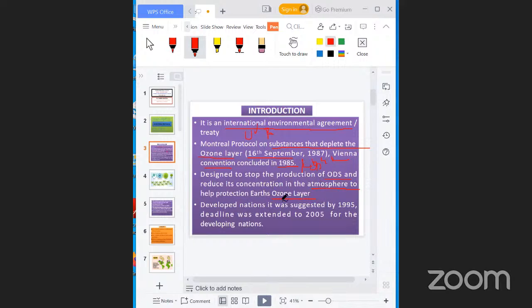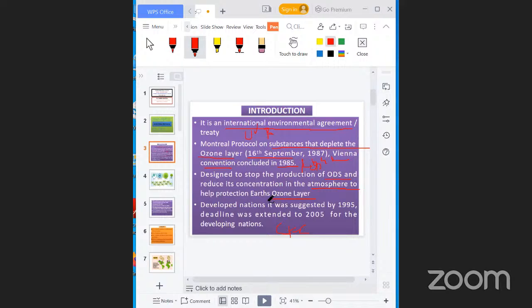Now this protocol was mainly proposed to ban the production of chlorofluorocarbons, CFCs. If the ozone is broken down, harmful ultraviolet rays can easily penetrate to our skins, and it can have some defects on human beings. That's why the ozone layer is very, very important to us.